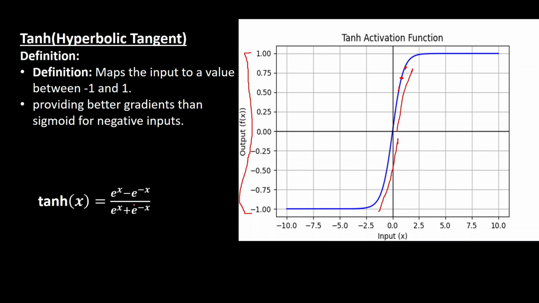As you can see over here, e power x is not only in the denominator, but you can also see that it is in the numerator, and due to this you can also get the negative version of this function.